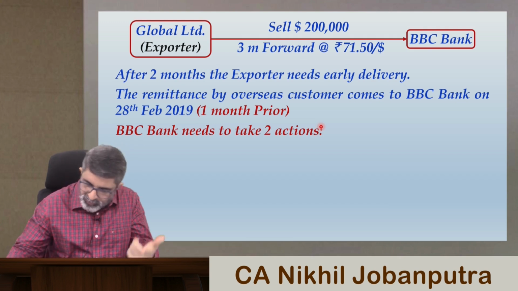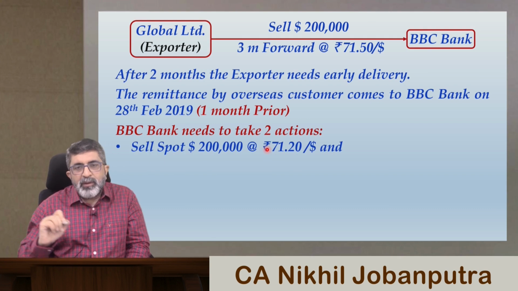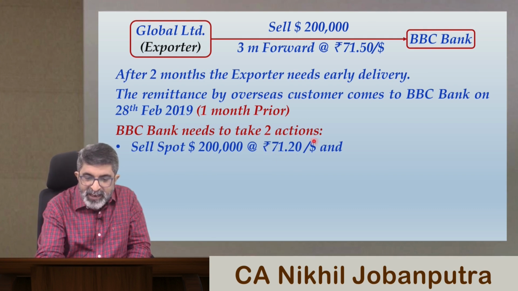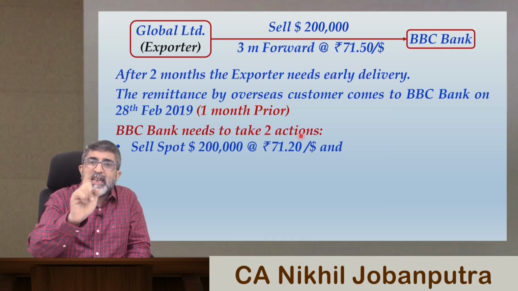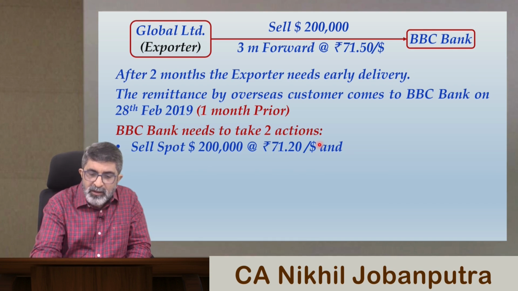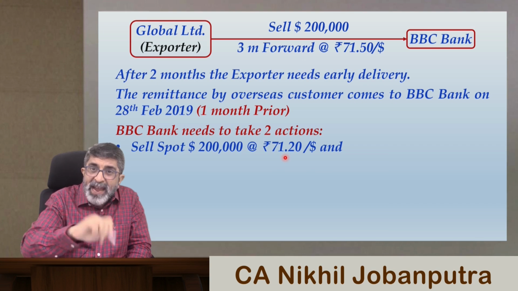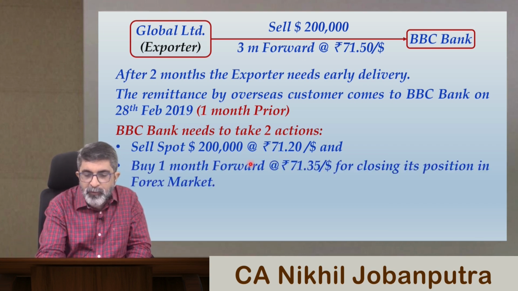So let us look into what is happening in this scenario. It will have to sell spot at rupees 71.20. This is the interbank spot bid rate. This is the interbank rate, not the rate applicable to the customer. So 71.20 is the rate at which the bank will sell $2 lakh and the bank will have to buy 1 month forward.